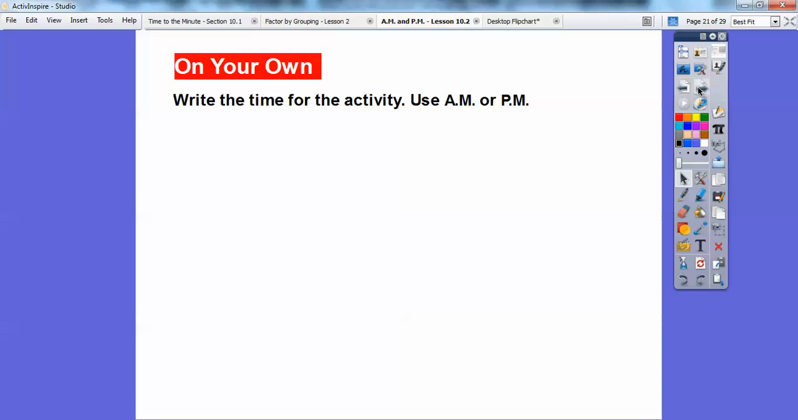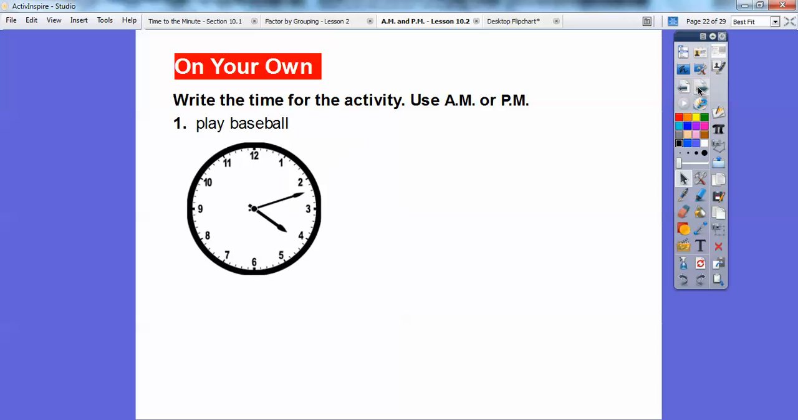All right, let's try this. So you tell me, what time is it for the activity? I'll give you some clocks and some digital clocks also, and then use AM or PM. This one says you're playing baseball. Do you play baseball at 4 o'clock in the morning or 4 o'clock in the afternoon? This isn't exactly 4 o'clock, but a little bit past 4. It's between 4 and 5. In fact, let's count. It looks like this minute hand is right here. So this would be 5, 10, 11, 12. So it would be 4:12, and it's in the afternoon. So it would be 4:12 p.m. right there.